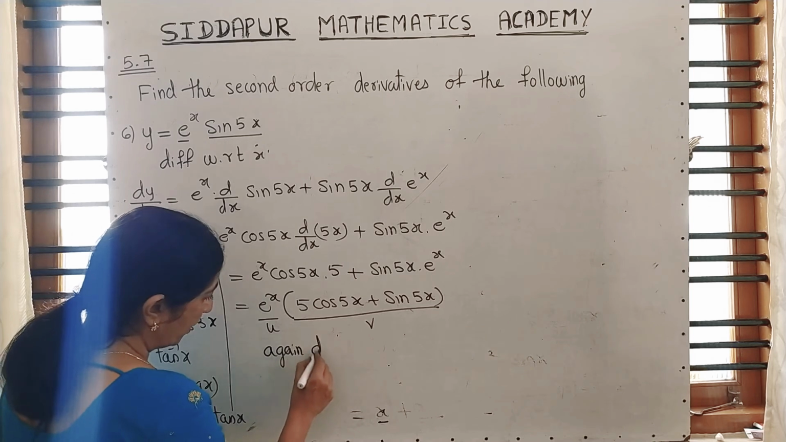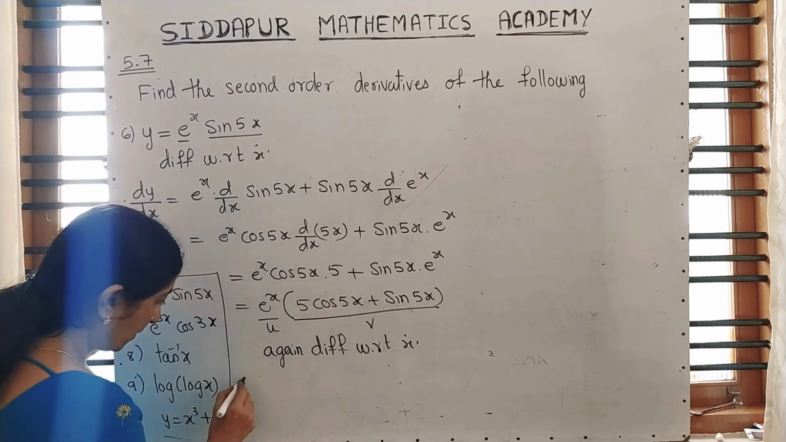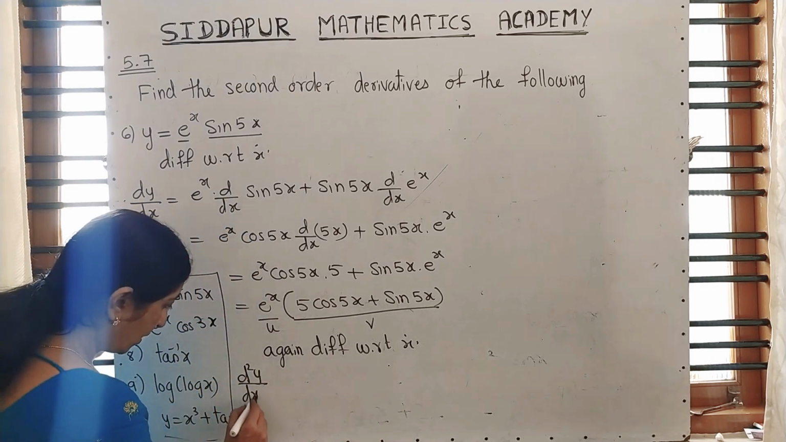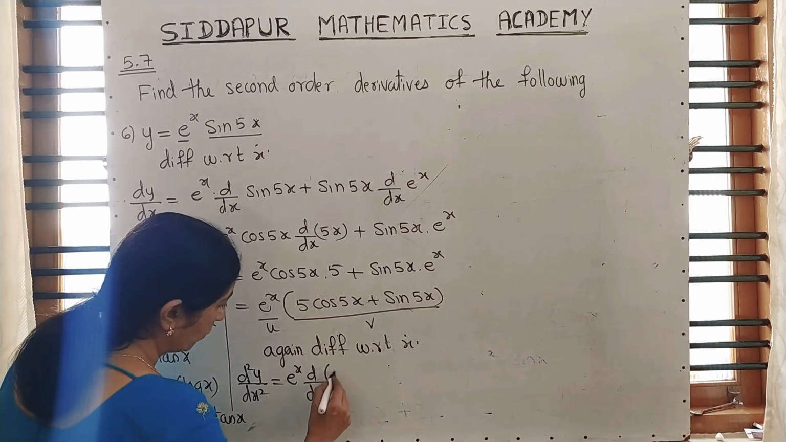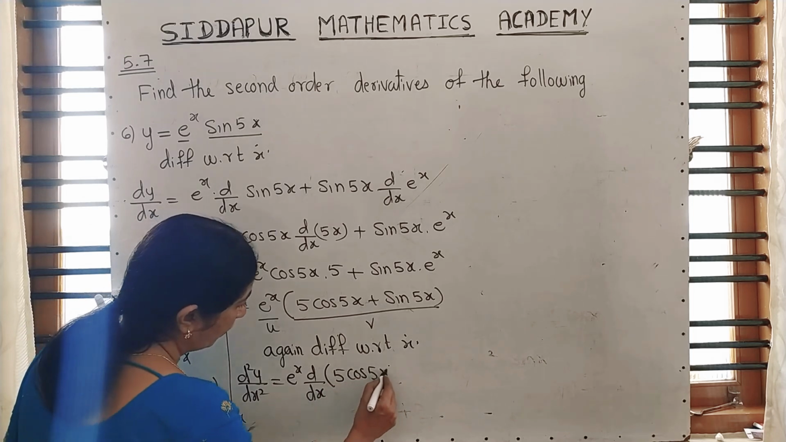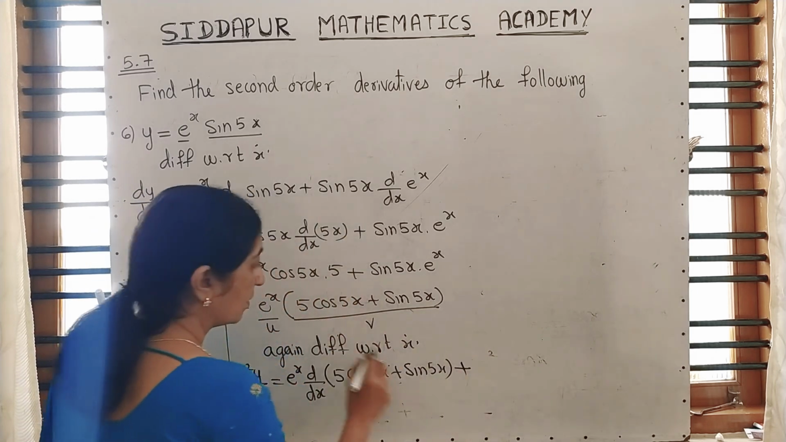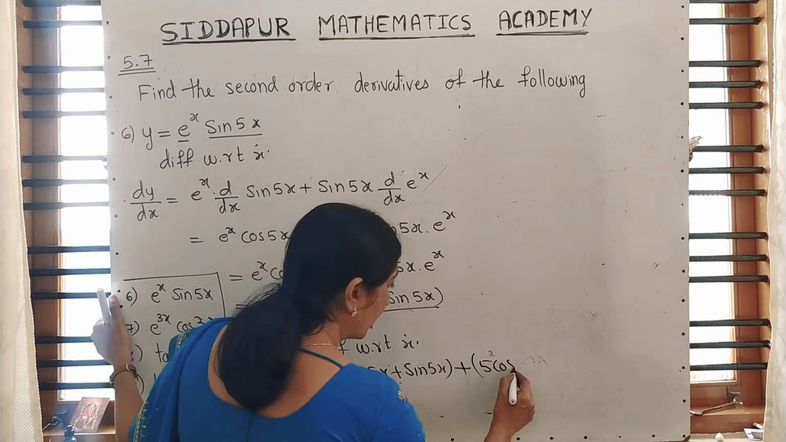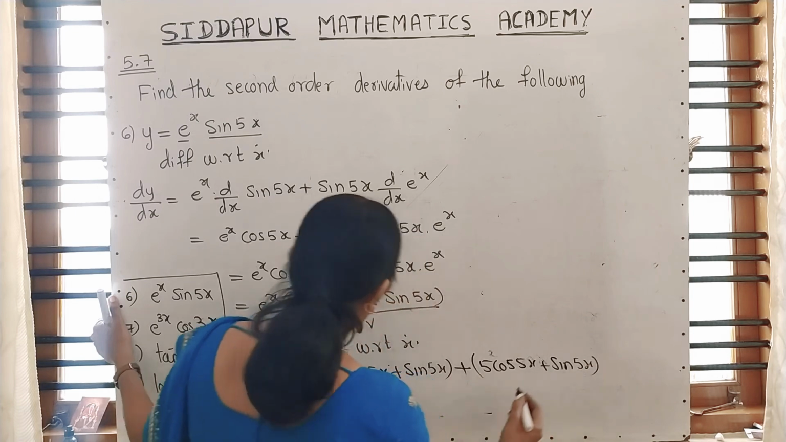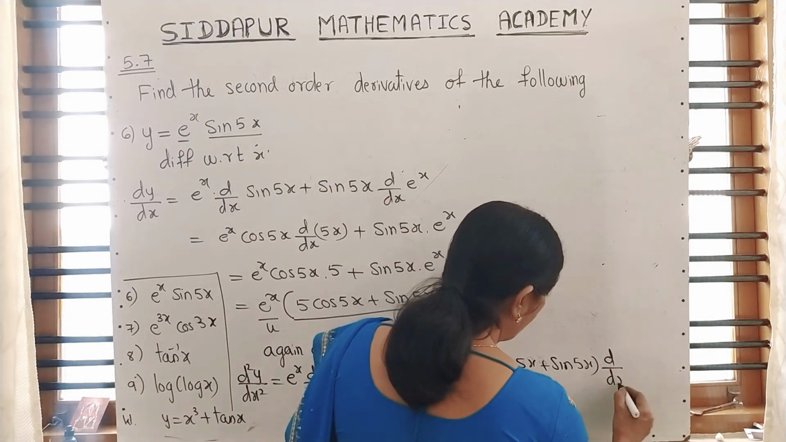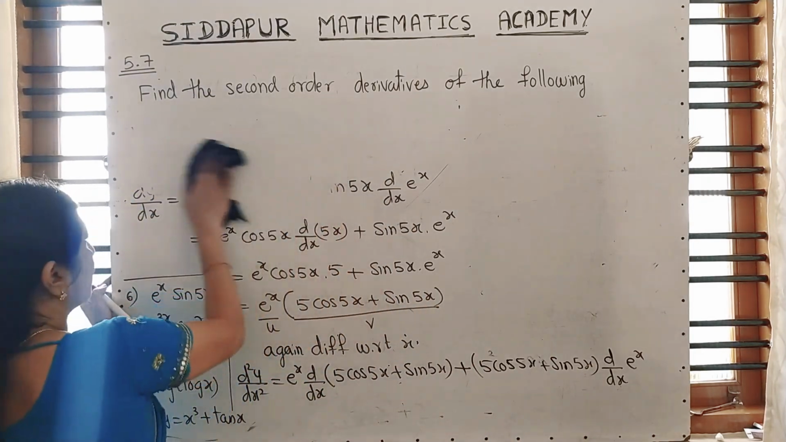Again differentiating with respect to x. d square y upon dx square is equal to e raised to x into differentiation of 5 cos 5x plus sine 5x, plus 5 cos 5x as it is plus sine 5x as it is into differentiation of e raised to x.